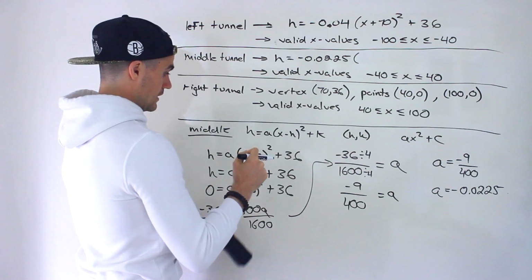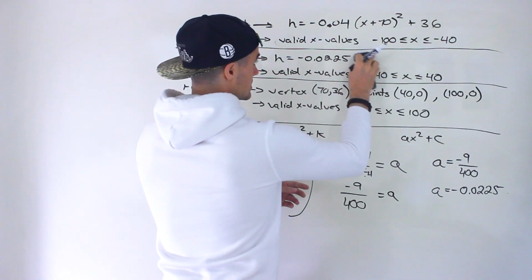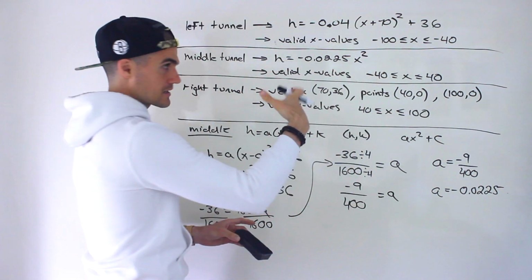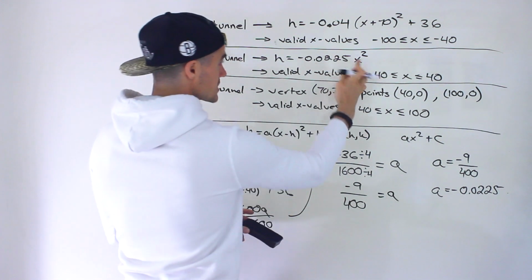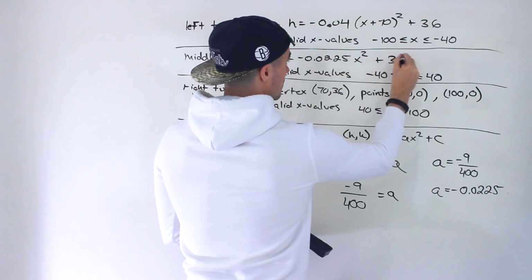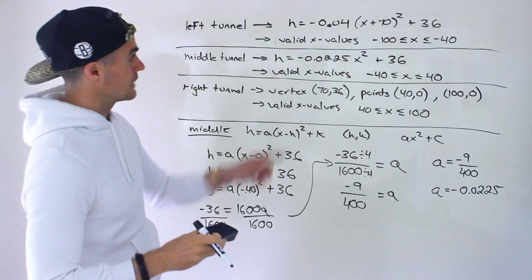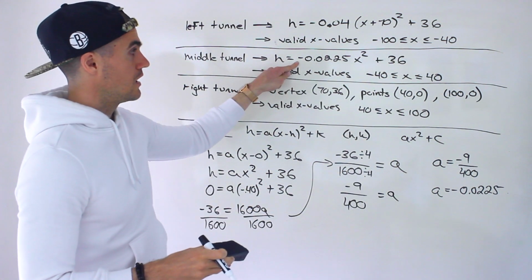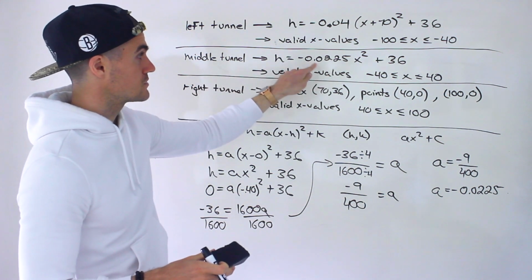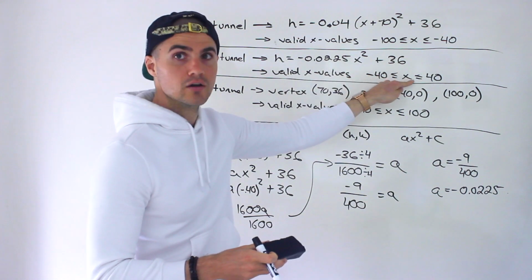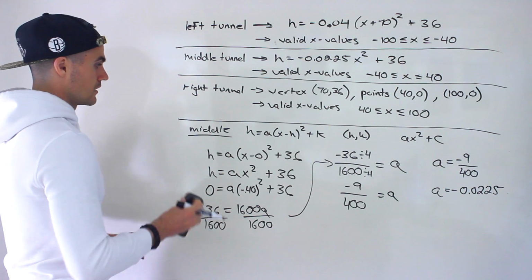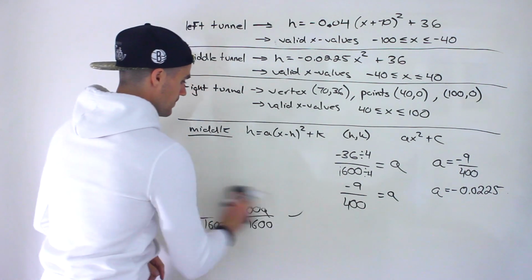And then we'll have bracket. Actually, there is no bracket. It's just an x squared by itself because the x value of the vertex is 0. So it's like x minus 0 in that bracket, which is just x squared. And then we got the plus 36. All right, so that's the equation right there of the middle tunnel and then the valid x values. This parabola is only drawn for those x values to represent that middle tunnel. And then finally, the right tunnel.